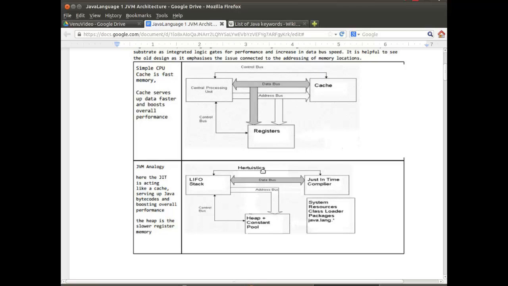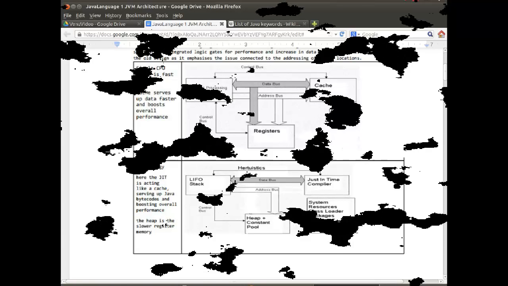Now, heuristics are a set of rules that the just-in-time compiler uses to make decisions about how it's going to process the data to speed it up. Also, in the Java virtual machine, we have a whole extra area of software that it needs at runtime, like system resources, class loaders, and the standard language packages of Java.